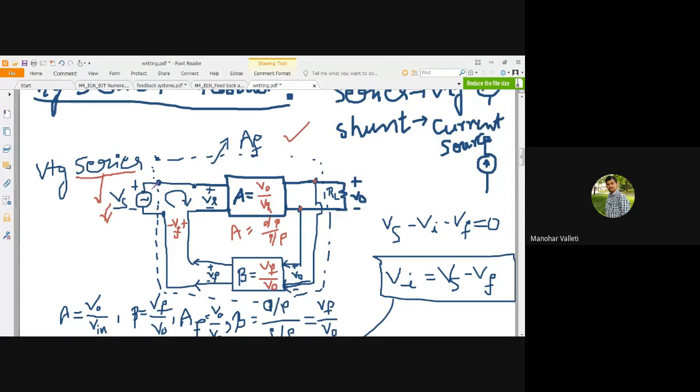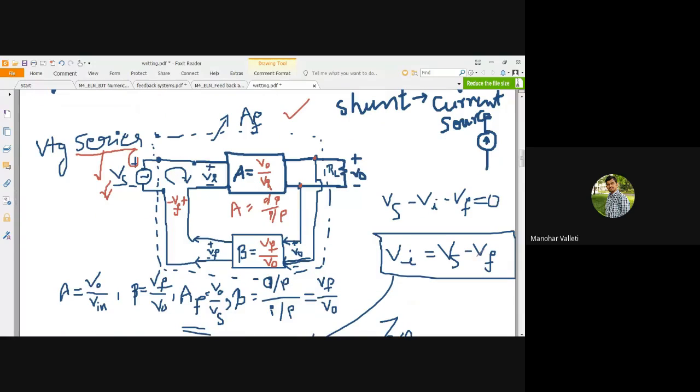Now if you apply KVL at the input section, always considering the second sign, you get Vs minus Vi minus Vf equal to 0. So Vi equals Vs minus Vf, right? So this is what you want: the effective voltage applied to the amplifier is the difference of the applied input signal and the feedback signal. We checked that this holds. Fine. Now we'll see the derivation for AF.